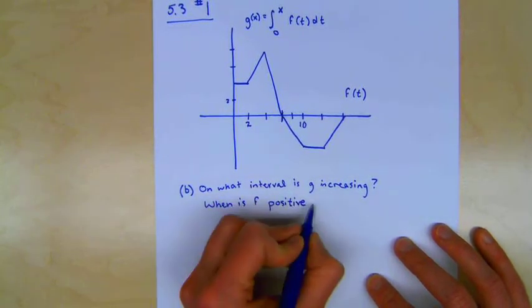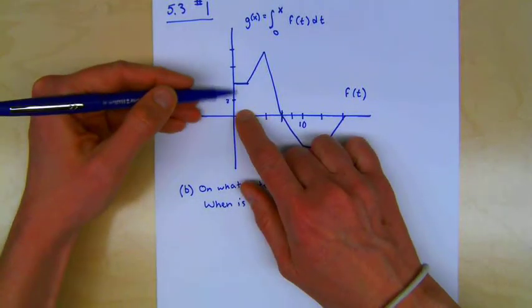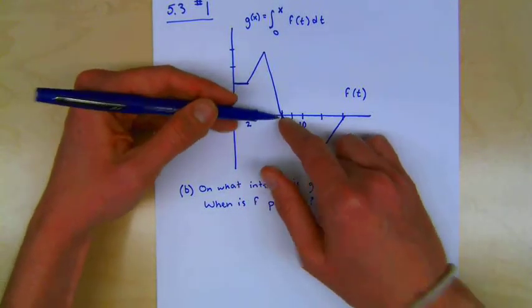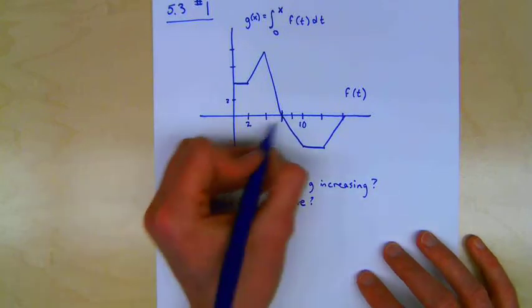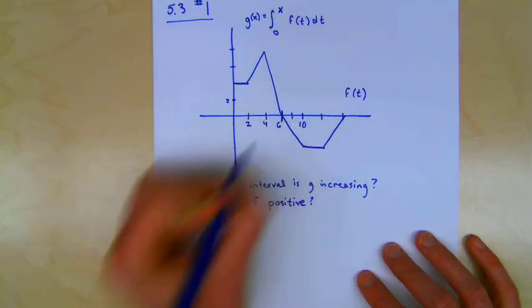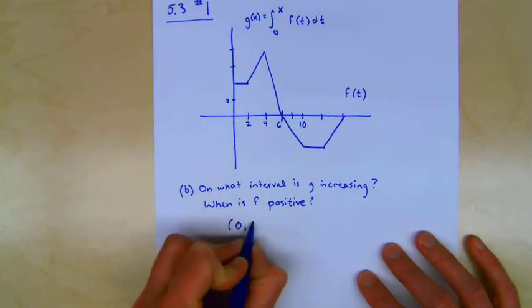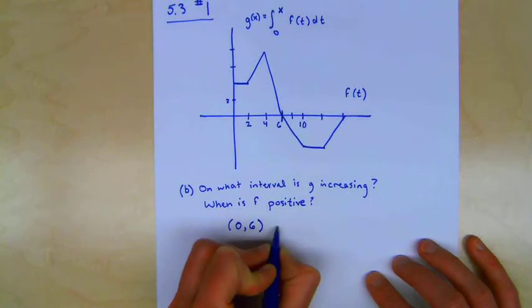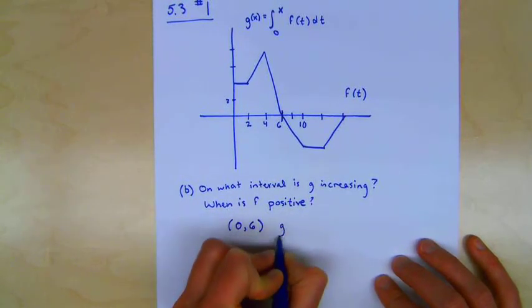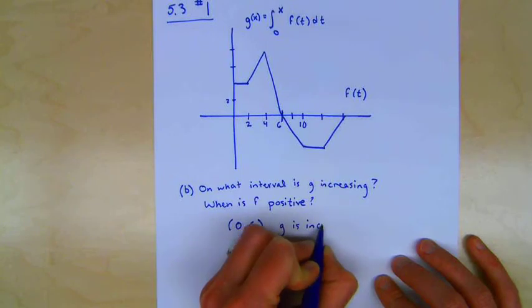Because if f is positive, it means that I'm accumulating positive area. So I think, given this scale, the interval should be from 0 to 6. F is positive, and so G is increasing.